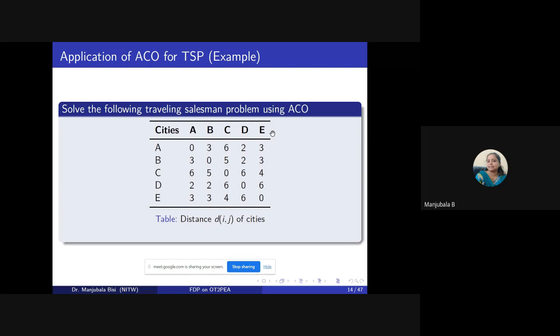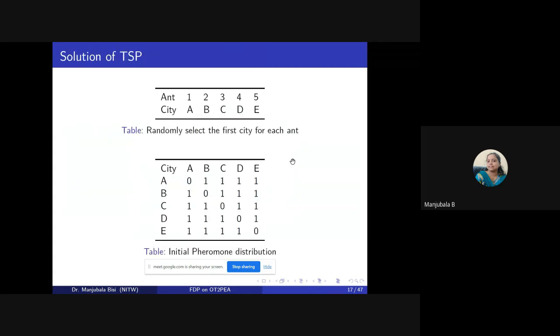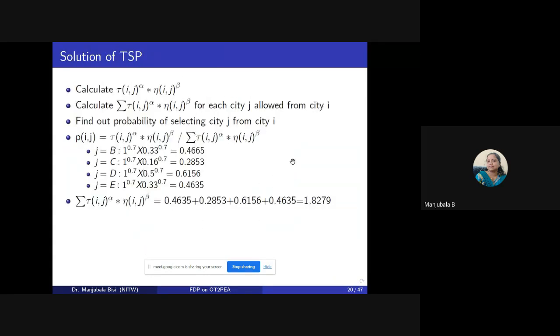For selecting one city out of B, C, D, E, it has to find out the probability. What is the probability that ant 1 will select the city B after city A? What is the probability that it will select the city C after city A? Similarly, what is the probability that ant 1 will select the city E after the city A? For this we have to use the probability calculation, right? So how to do this probability calculation? Let us see.